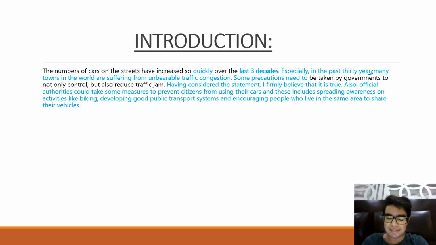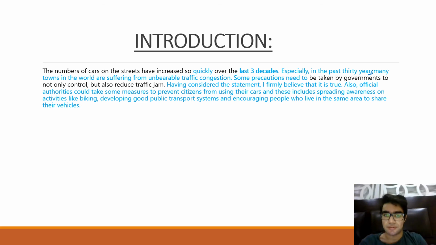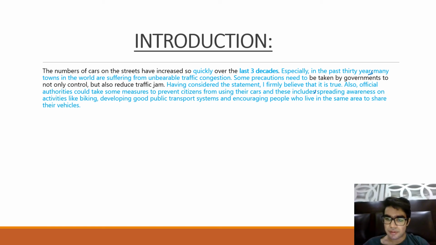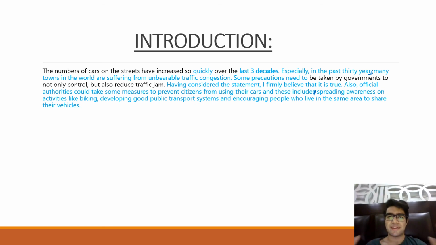So you say, having considered this statement, this is your sentence by the way, I firmly believe that it is true. Also, official authorities could take some measures to prevent citizens from using their cars, and these include spreading awareness on activities like biking, developing a good public transport system, and encouraging people who live in the same area to share their vehicles. So you've answered both questions. You have stated both questions and given their answers in the introduction, which you have also done in the conclusion. So be careful with that. This is the introduction, okay?